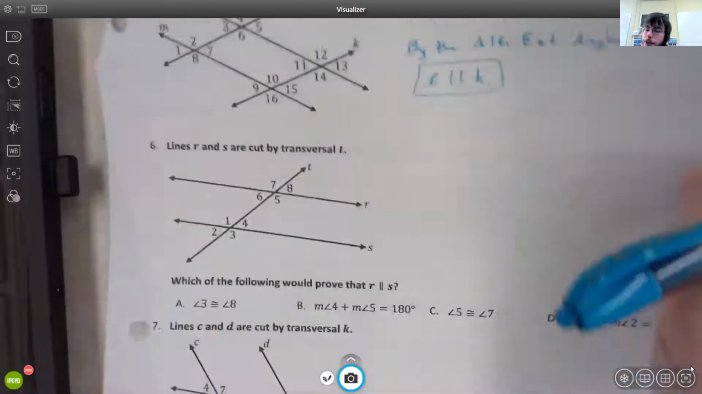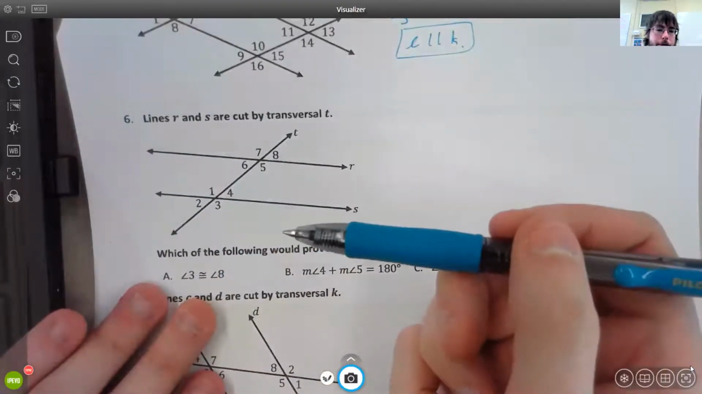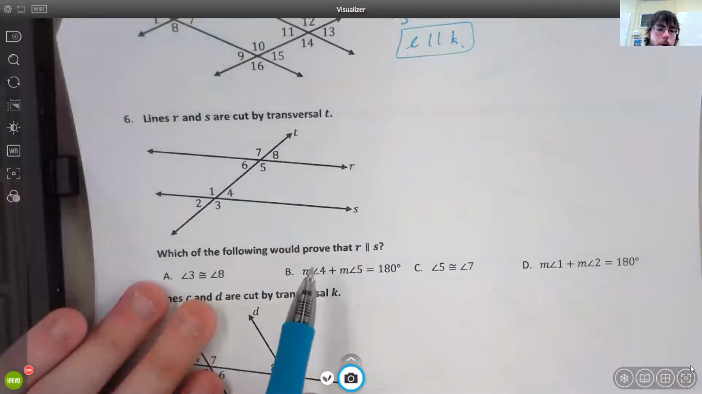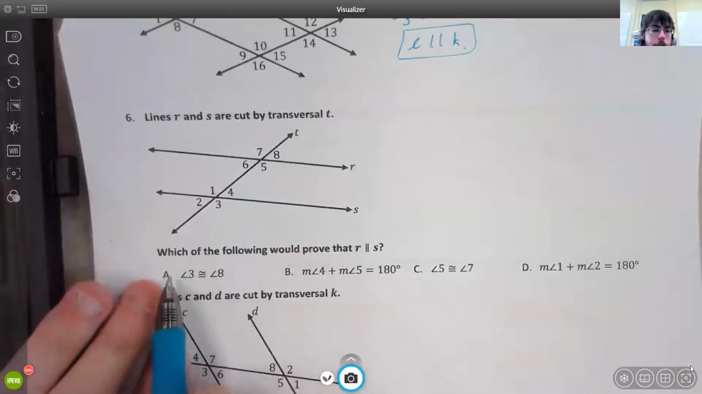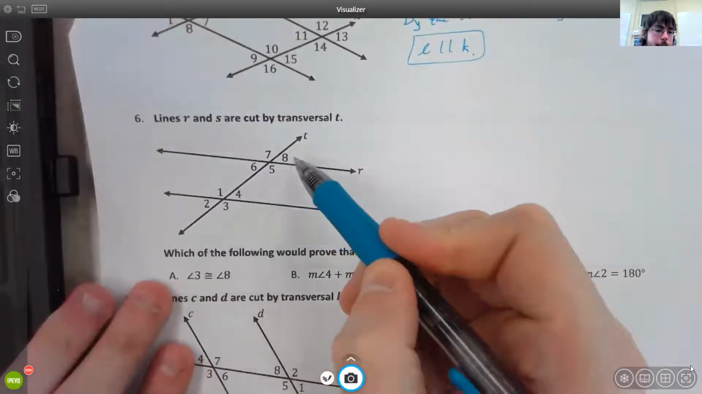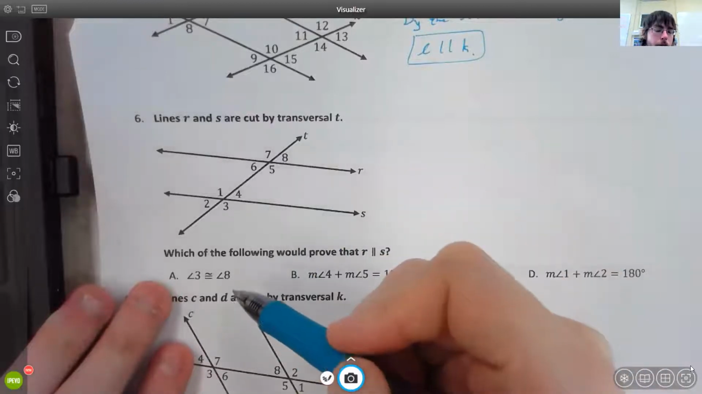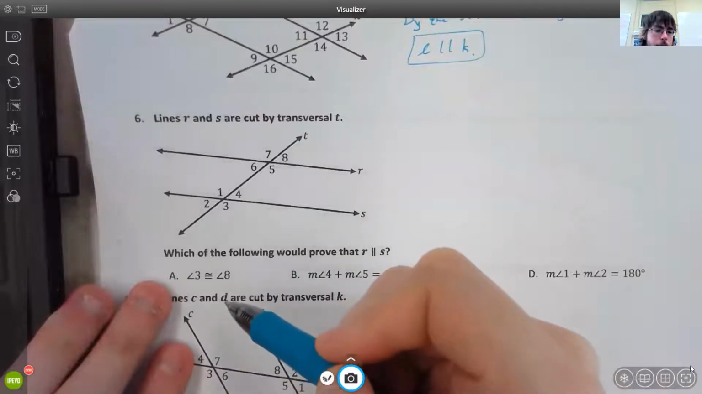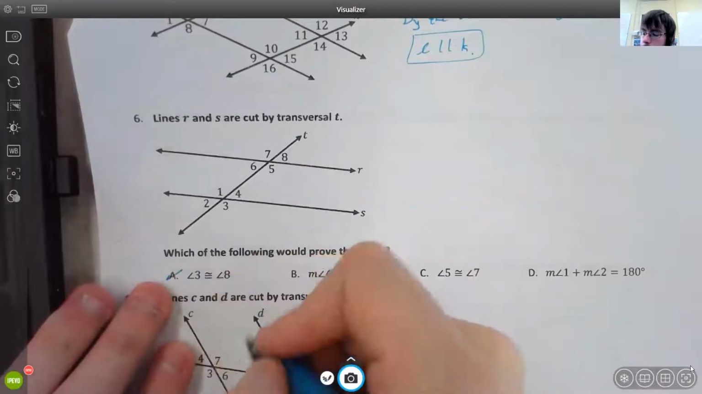All right, number 6. Lines R and S are cut by transversal T. Which of the following would prove that R is parallel to S? Okay, so we're going to have to look at each answer choice here. Answer choice A says angle 3 is congruent to angle 8. So angle 3 and angle 8 are consecutive exterior angles. Are consecutive exterior angles supposed to be congruent? No, they're supposed to be supplementary. So we know it can't be A.